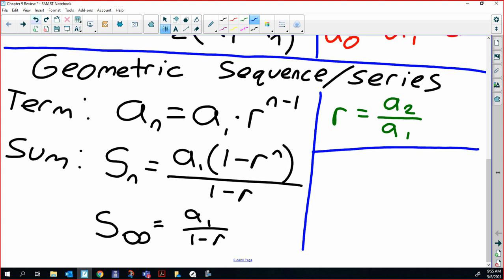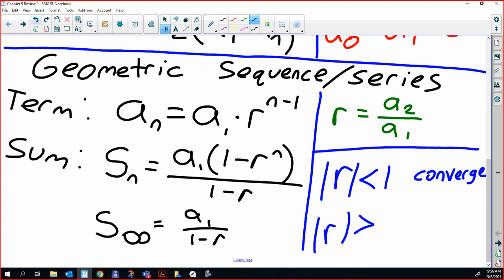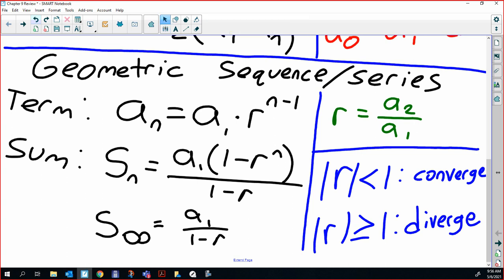Now, with the infinite sum, you do have to remember that if the absolute value of r is less than 1, it converges. And if the absolute value of r is greater than or equal to 1, it diverges. If it diverges, that just means you cannot find the sum. Can't do it.